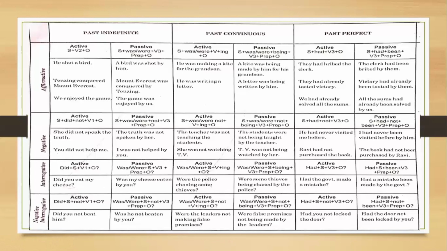The teacher was not teaching the students. The students were not being taught by the teacher. She was not watching TV. TV was not being watched by her. For interrogative, were the police chasing some thieves? The police were chasing some thieves. Change it. Some thieves were being chased by the police. The helping verb is were. It will come in front. Were some thieves being chased by the police?